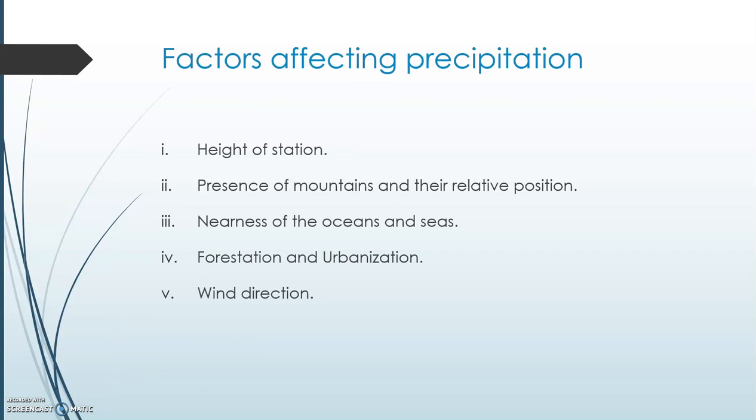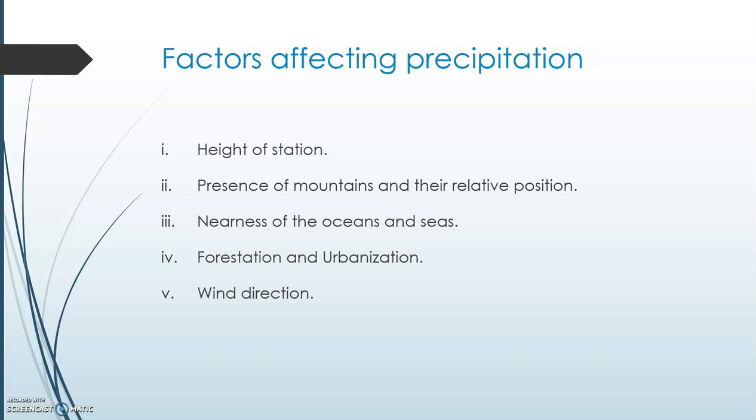Now we'll discuss what are those factors which affect the precipitation. So there are the different factors which affect the precipitation. The first factor is height of the station, or we can say the altitude. So, as temperature decreases with altitude, thus moisture holding capacity of air decreases and less moisture is available for the precipitation. So, in short, we can say height of station increases, then precipitation decreases. So, height of station is inversely proportional to the precipitation.